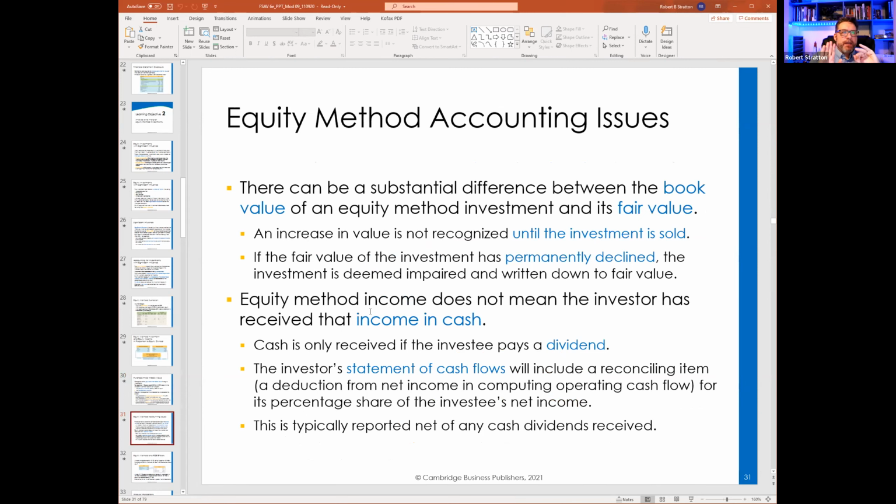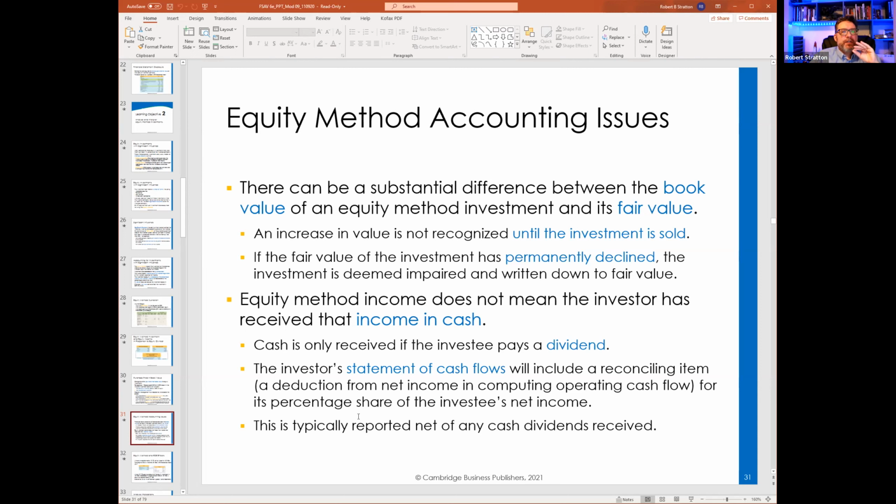So with this equity method, let's talk about the issues. You're not recognizing unrealized gain the way you would with fair market value. With the equity method, you're not until it's sold. And sometimes the investment has permanently declined, it's impaired, and that's not recognized on the books unless there's an actual impairment analysis done, which happens yearly or regularly if you're doing it right.